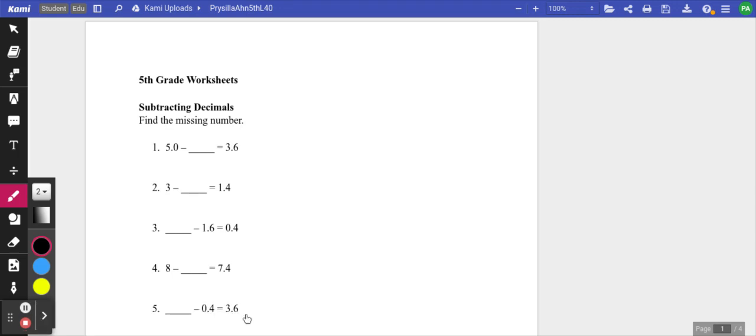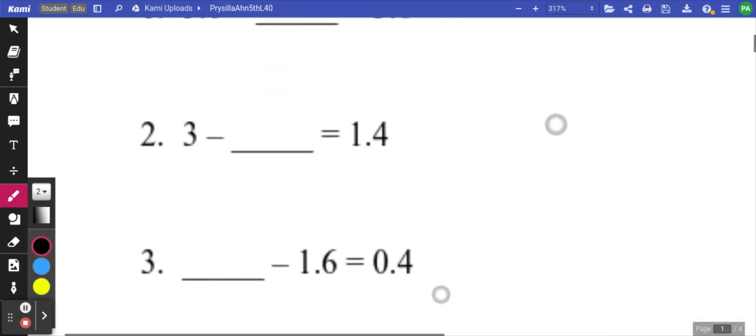Hey guys, so to start off today's fifth grade worksheets, we will begin with subtracting decimals, so we will be finding the missing number. So there are two different kinds of missing numbers, I guess you can call it. So let's do one of each. So one is we're finding the big number, and one we're finding what we're subtracting to.